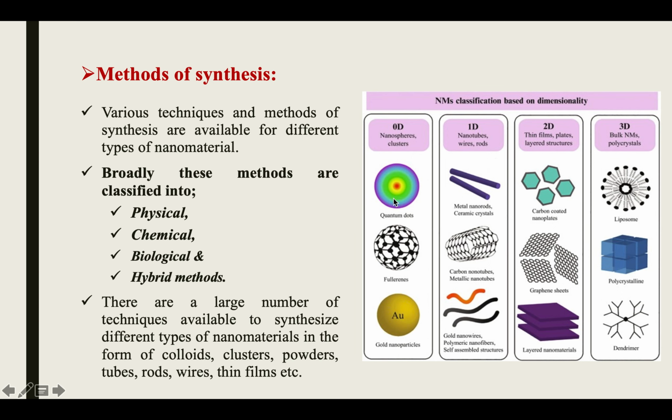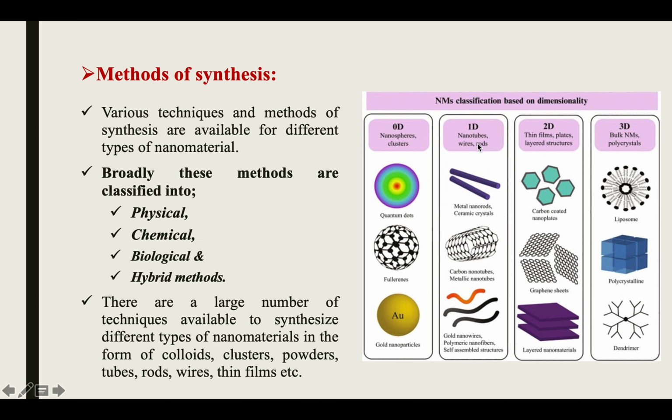Some nanoparticles stay in 0 dimensional. That means these are nanospheres or clusters, such as quantum dots, fullerene, or gold nanoparticle. These are 0 dimensional because they are less than or about 1 nanometer, so we consider them 0 dimensional.